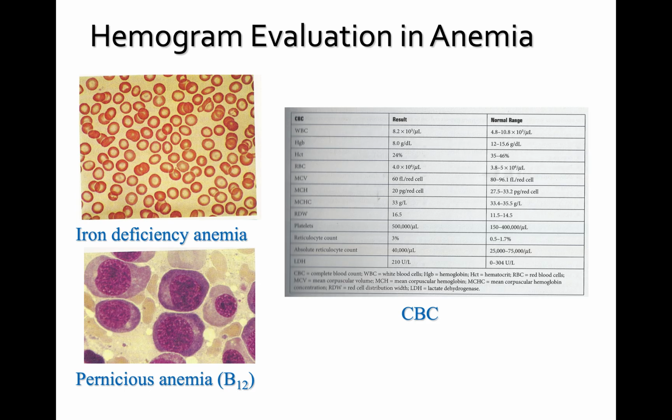What's causing this? A hemogram evaluation of anemia. Here you can see in the top one, iron deficiency anemia is the most common worldwide. GI bleeds are more common in women because, again, of heavy menstruation. And you can see that the cells are a smaller size here. And then pernicious anemia, they're ginormous. They're just missing a lot of hemoglobin in pernicious anemia.